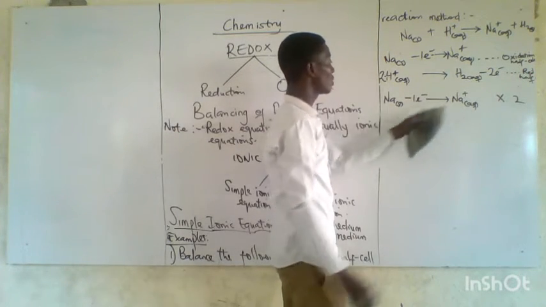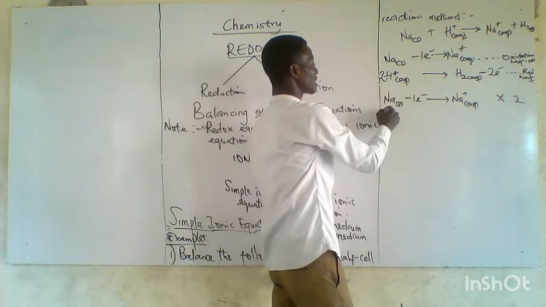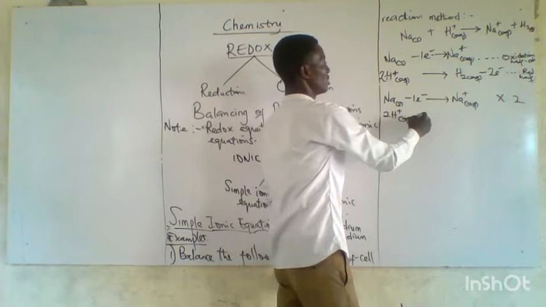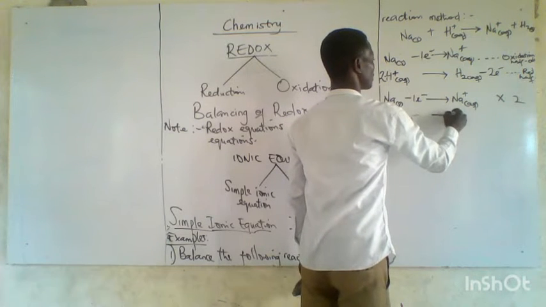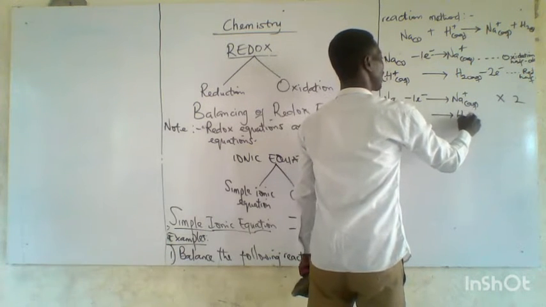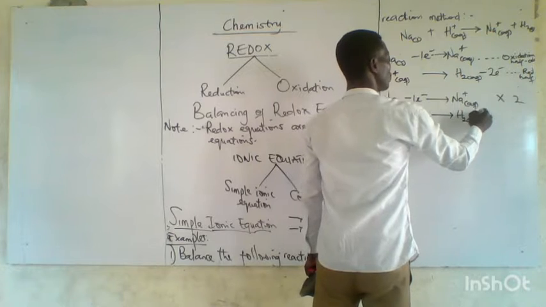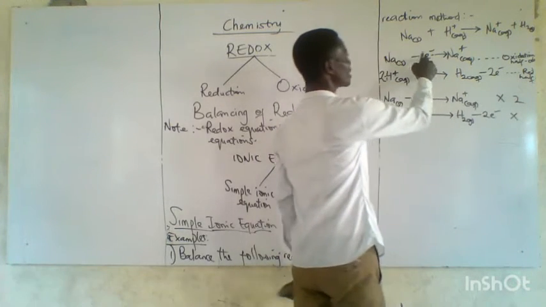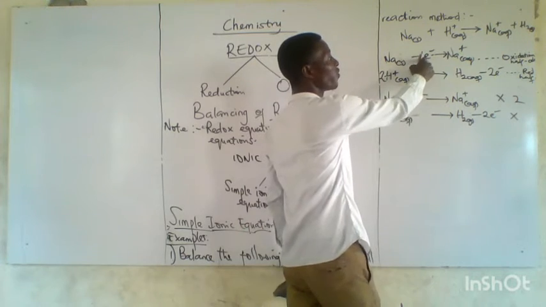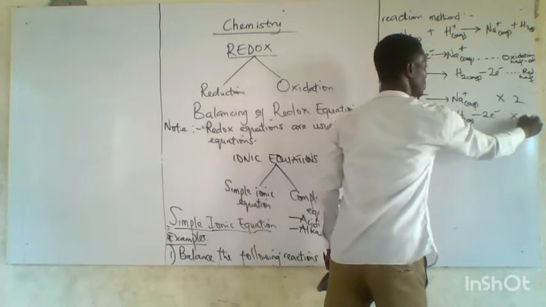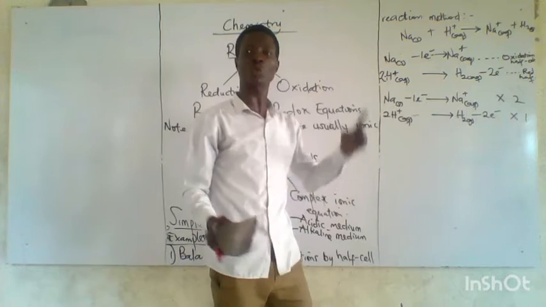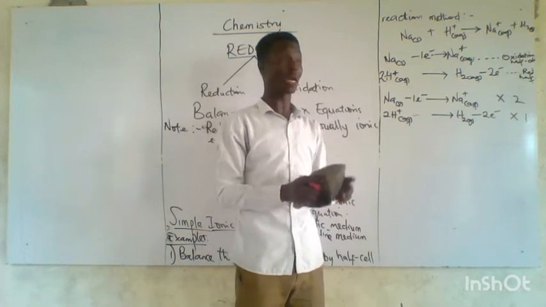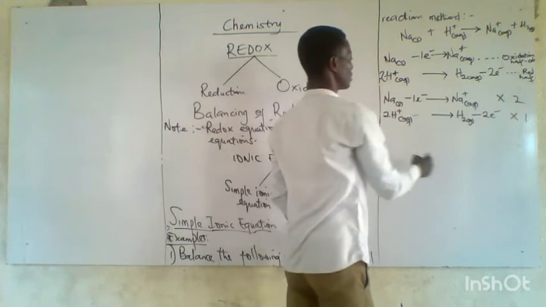Do you get that? So I have the second part, I'll have 2H plus aqueous to give me hydrogen gas minus 2e minus, times what is the coefficient of electron for the oxidation, times 1. In other words, we are just swapping the electrons when we are multiplying. Do you get that? So what will I get for this?